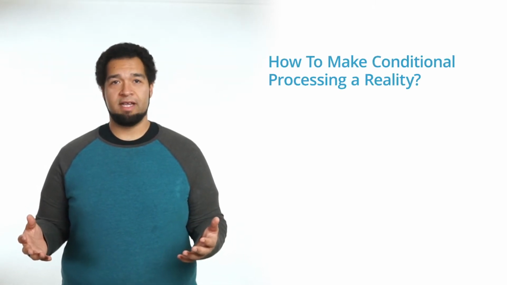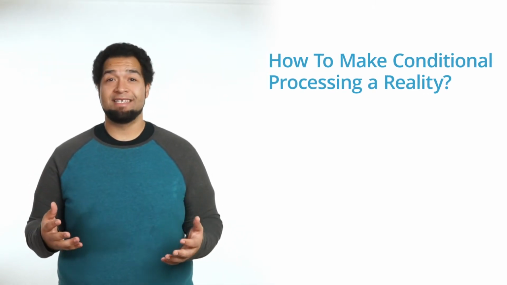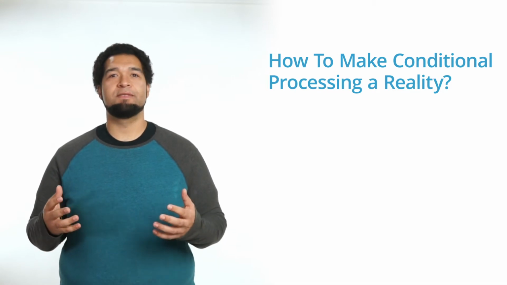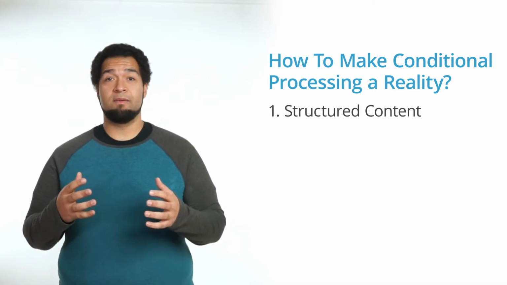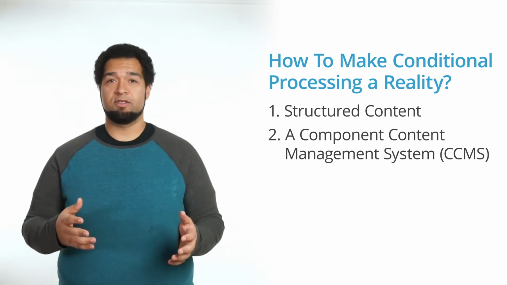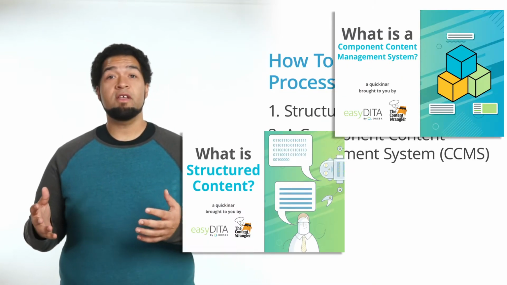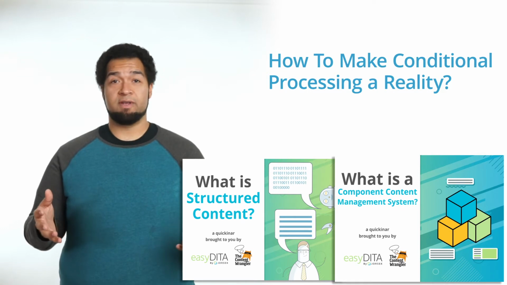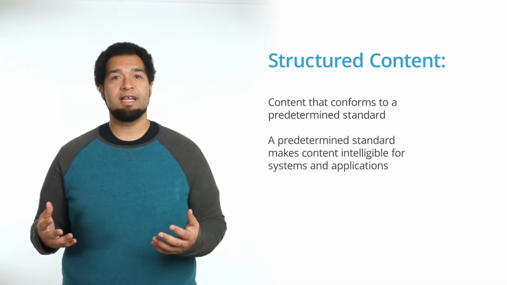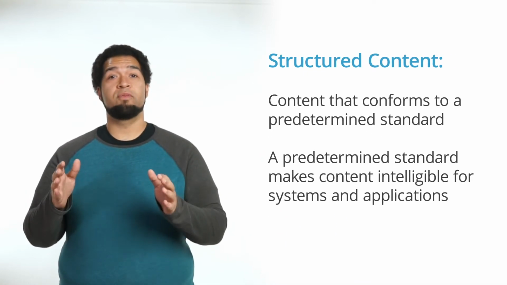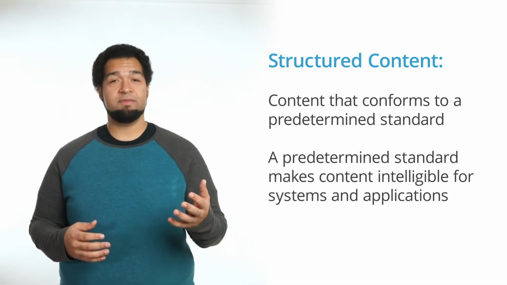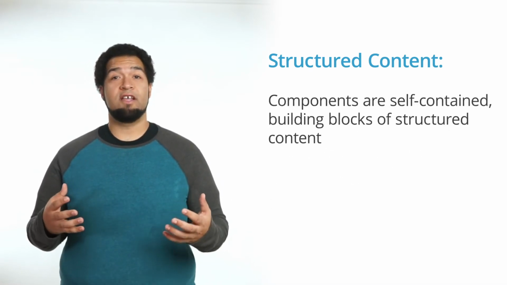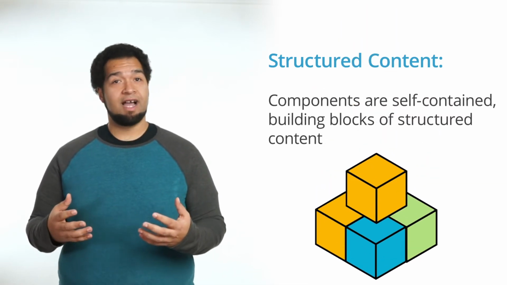Okay, obviously everyone wants to improve their content experience. So, how do we tap into conditional processing and make this experience possible? It starts with two things: structured content within a component content management system, also called a CCMS. If you're unfamiliar with these terms, we created videos to help explain. But in short, structured content is content that conforms to a predetermined standard. This standard makes content intelligible for systems and applications. Components are self-contained building blocks of that structured content.